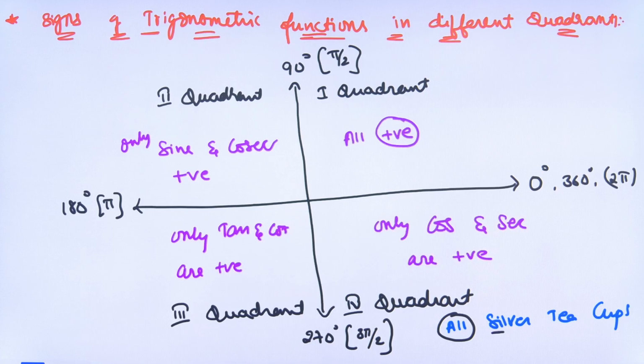Silver means you see S. So which trigonometric ratio will start with S? Sine. So if sine is positive, then its reciprocal is also positive. Okay. Here T. Which trigonometric ratio will start with T? Tan. If tan is positive, then its reciprocal is also positive. Okay, students.